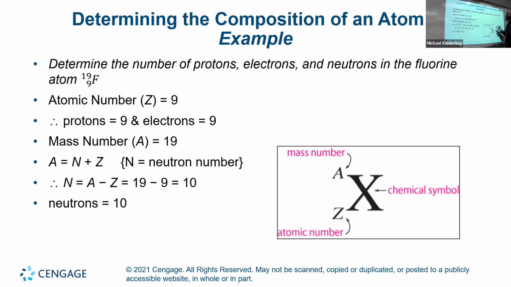So let's look at this atom of fluorine 19. The atomic number is 9. So there are 9 protons and 9 electrons. The mass number is 19. To find the number of neutrons, we subtract the atomic number from the mass number, and we get that there are 10 neutrons. So fluorine 19 has 9 protons and 10 neutrons.